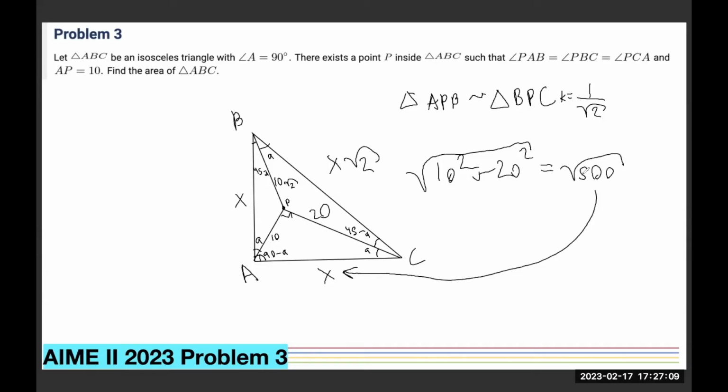And we could simplify this root by taking out some squares, but we don't even need to do that because what we're looking for is the area of ABC. So we just multiply x by itself, x squared, and then put it over 2. That's what our answer is. 500 over 2, which is 250. And we're done.